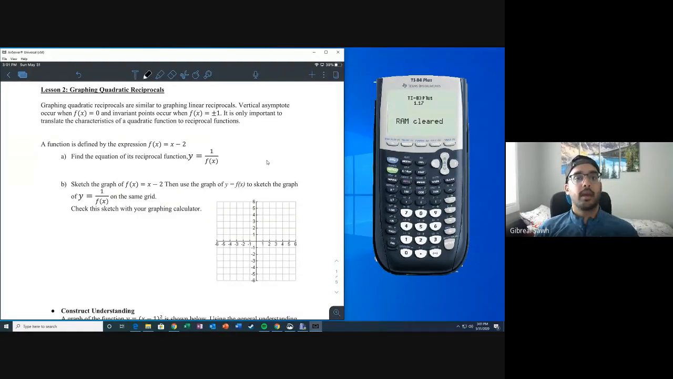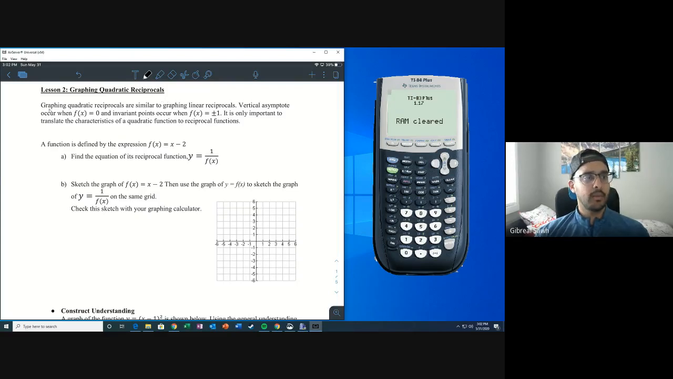Hey everyone, welcome back. We're going to look at our second lesson in reciprocal functions and how to graph them. But this time we're going to deal with some of those quadratic reciprocals. Last time we dealt with linear functions and their reciprocals and what that looked like. But now we've got to deal with some of the more complicated ones, those quadratic functions.